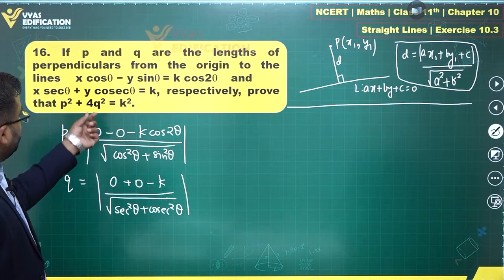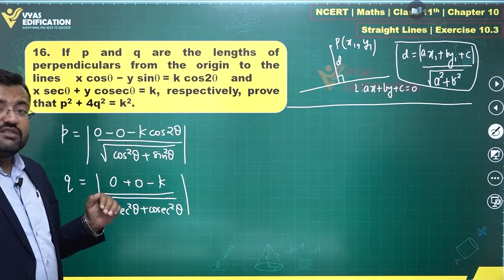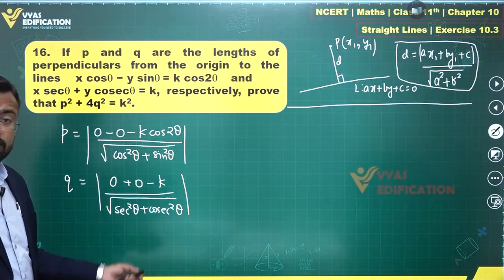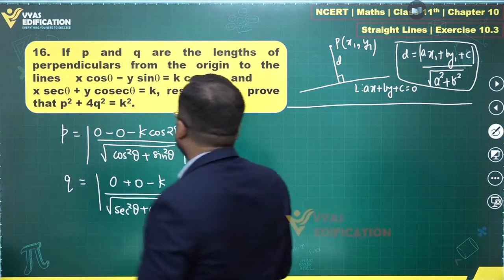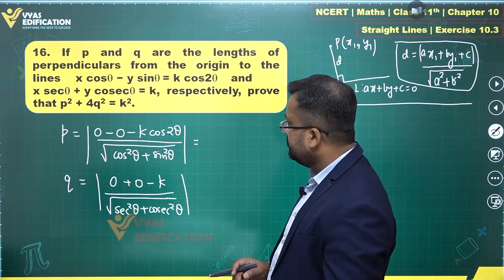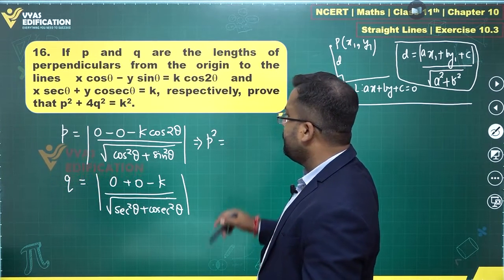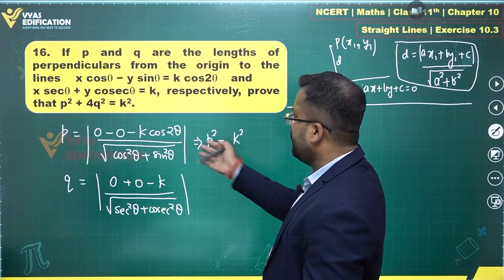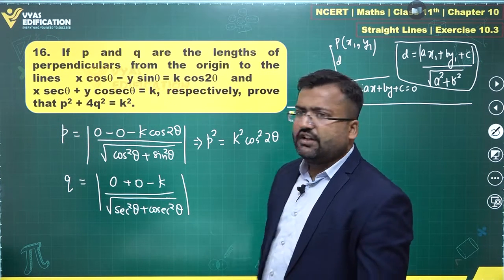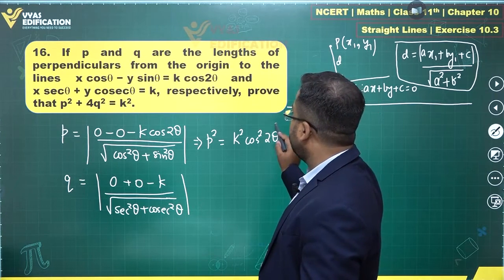Respectively, prove that P square plus 4Q square. We are interested in P square plus 4Q square. These are the corresponding values of P and Q, and let's see where that takes us. So let's apply. This is k cos 2 theta, and in the denominator you have 1. So P square will be equal to k square, the modulus will go, this is k square cos square 2 theta, this is positive, right? And in the denominator you have under root of 1, which squared will also be 1. So P square is equal to this.